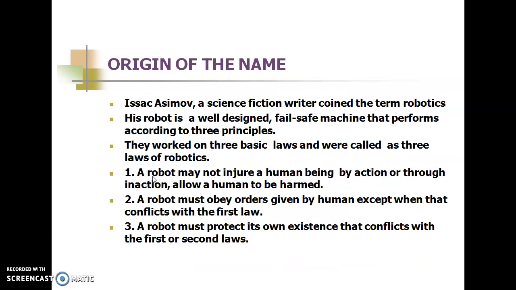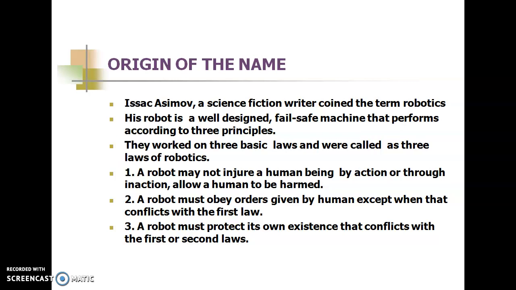From the word robotics, he coined this term robotics. Isaac Asimov is also a science fiction writer. He coined the term robotics, and moreover, he developed three fundamental principles on robotics, or I can say the basic laws of robotics were given by Isaac Asimov.